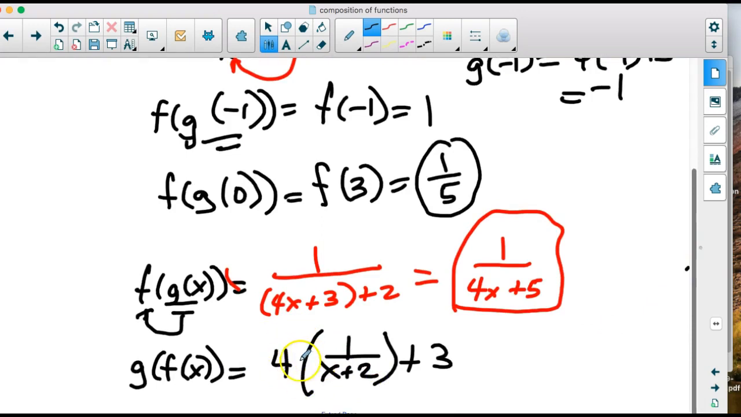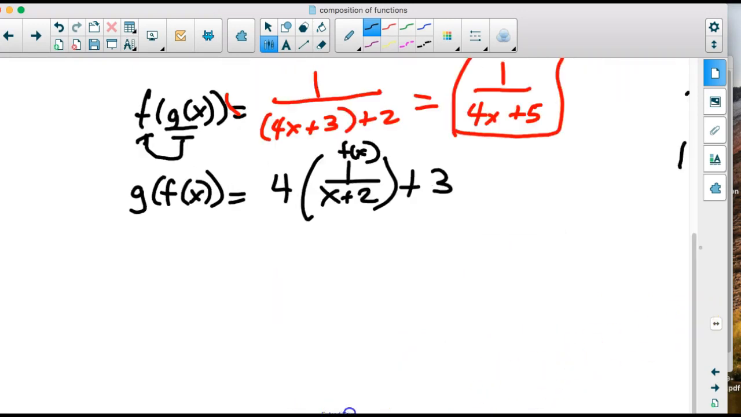We're going to plug that in for the 4 times x plus 3 part. We're going to plug this function in for that, because that's f of x here, inside g of x. All right, and when we simplify it as much as we can here, it's going to be 4 over x plus 2 plus 3.